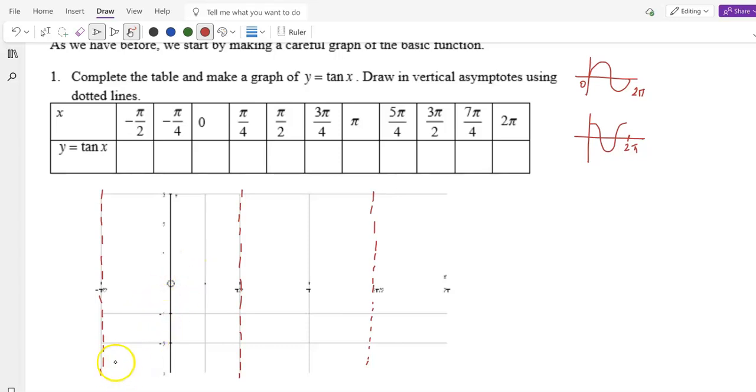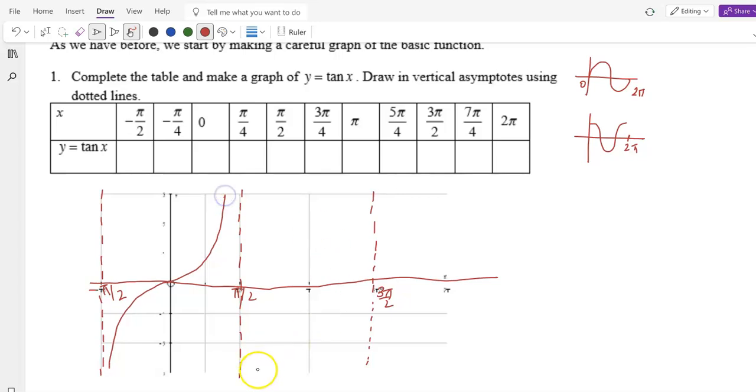So basically, you draw your vertical asymptotes at minus pi by 2, pi by 2, and 3 pi by 2. Correct? There's an axis here which is not shown in this, but it's shown here. And your graph would be like this. This is your tan graph.